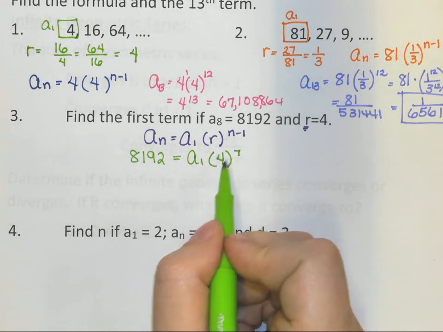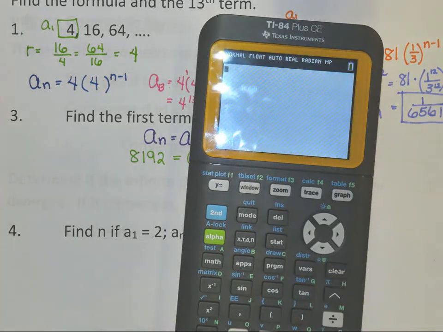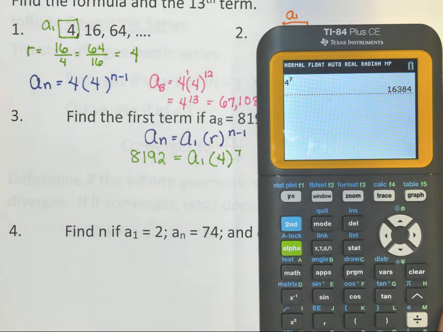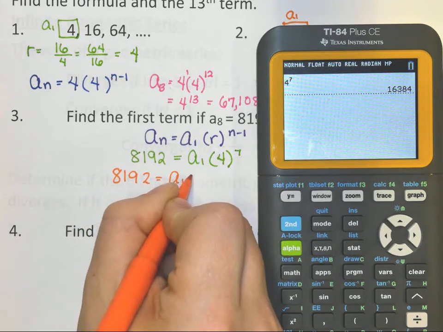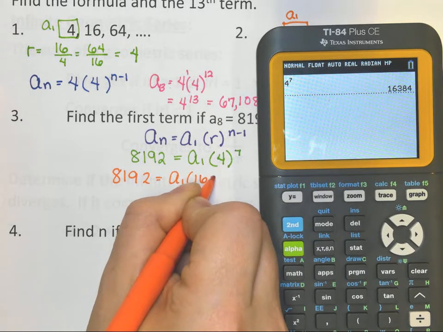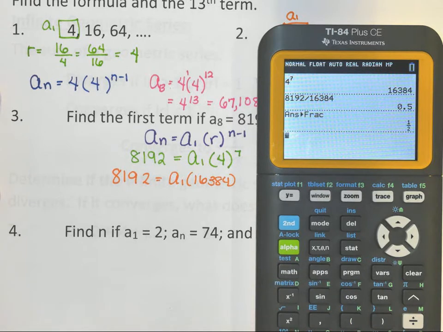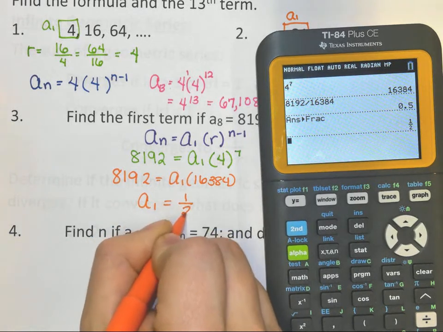Does the first term get the 7th power? No. So again, you do not need to do 4 to the 7th in your head. You can just do it in your calculator. And then say 8,192 is the first term times 16,384. So now I'm just going to do my 8192 divided by that puppy. And if you can't tell that 0.5 is 1/2, math, enter to give you a fraction. Hey, you never know.